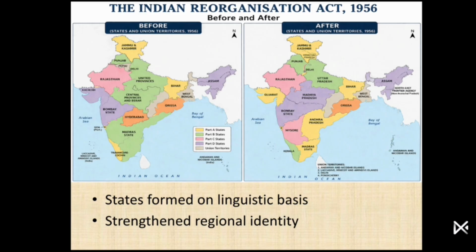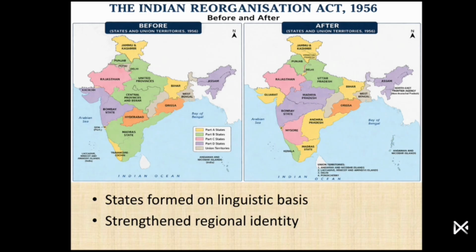Before 1956, Indian states were not properly organized. They were based on old British provinces, princely states, and administrative convenience, not on languages. So, what was the problem? People were living in states where their languages were not fully represented. Imagine this. You speak one language, but your state runs in another. Would you feel connected? This created confusion, dissatisfaction, and growing demands.